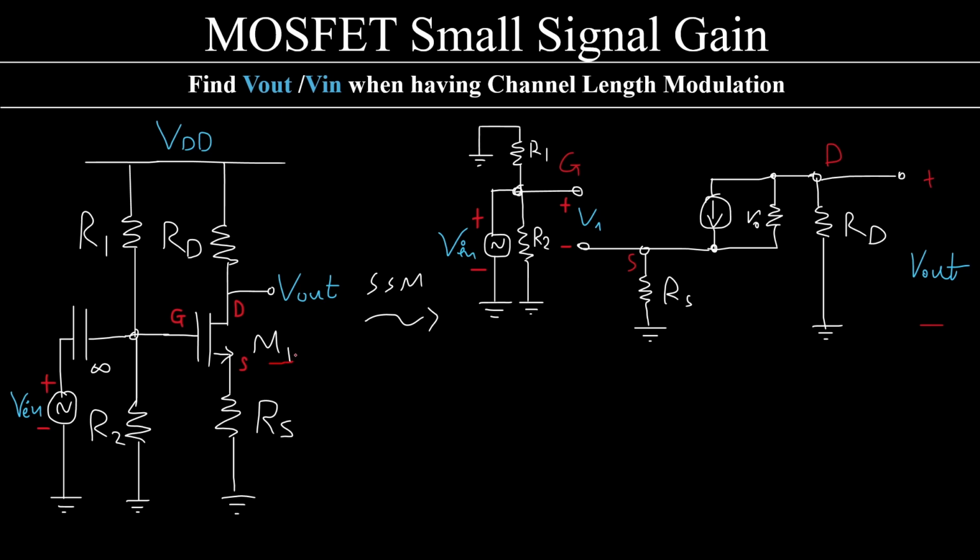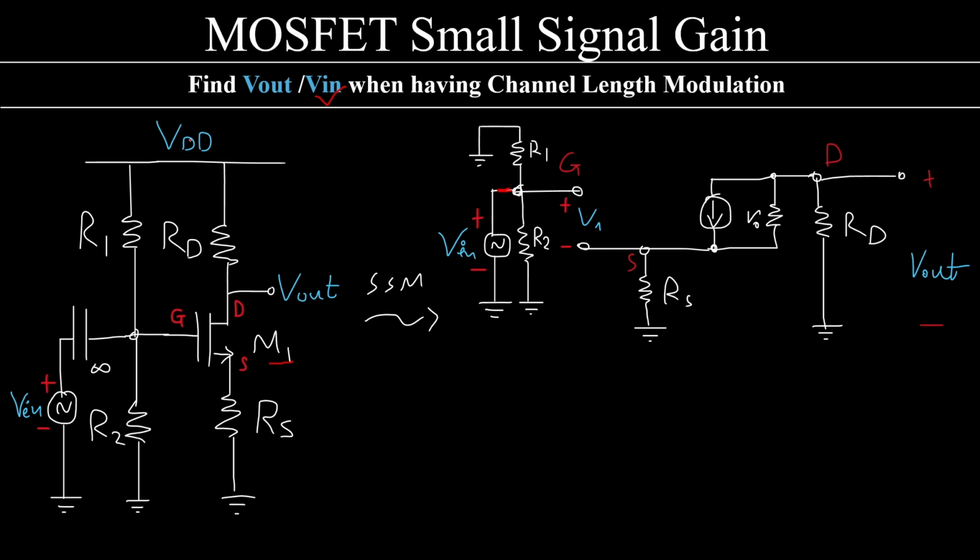We have a MOSFET device over here, and we must find the small signal gain of all of this configuration. Now, to find the small signal gain, we simply draw the small signal model. This infinite capacitor means that in the small signal model it will be a short circuit, so nothing special here.